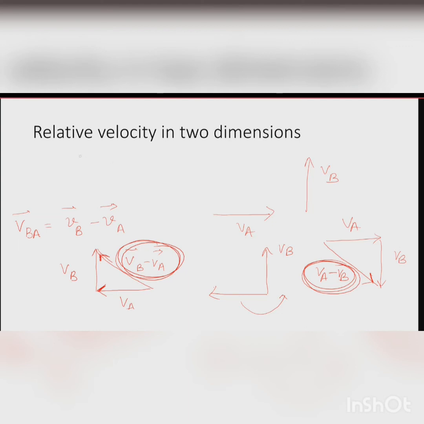So we can say that for relative velocity in two dimensions, we can easily see that the magnitude of the velocities is going to be the same. VAB, the magnitudes of the vectors, are going to be the same, but VAB is in no way going to be the same as VBA. It is bound to be different.